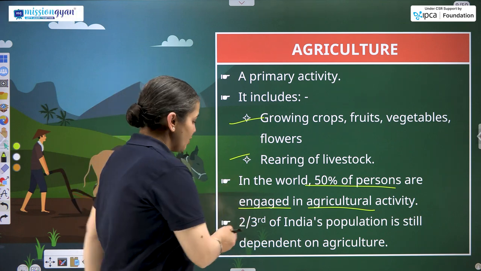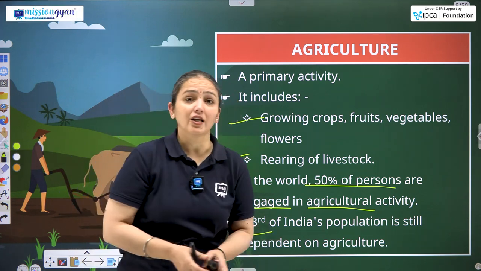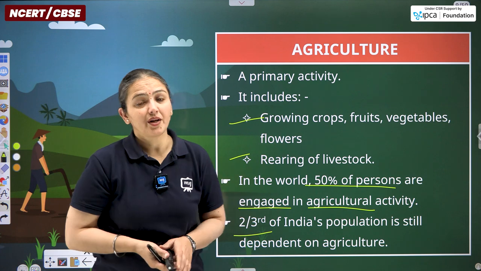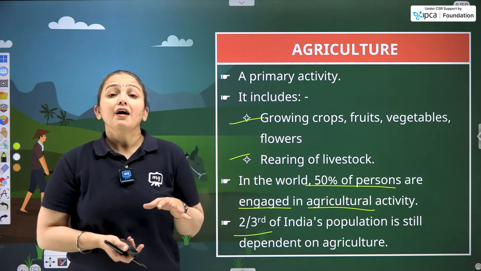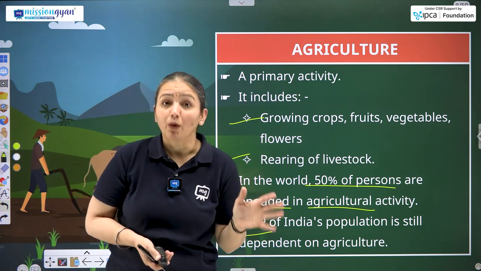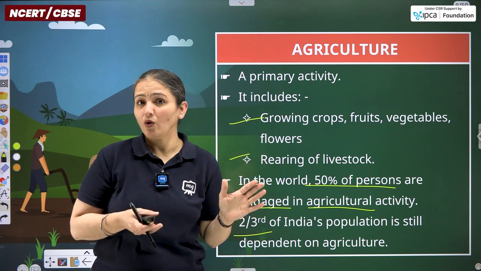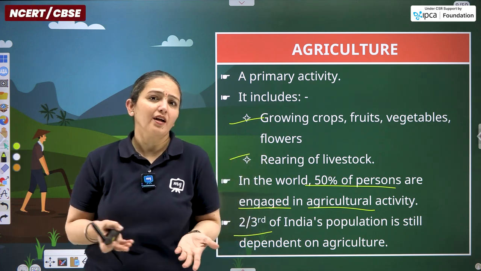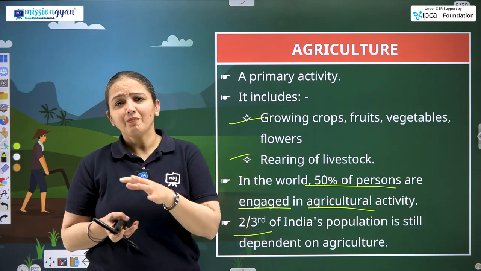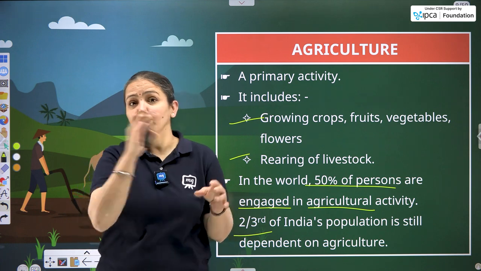Two-thirds of India's population is still dependent on agriculture. It means they are involved in agriculture. Right now, if I have to state, India is leading in terms of population. We are leading the world, although we should not be there, but yet we are standing over there. Or that is something else, that should be taken care of with immediate effect.